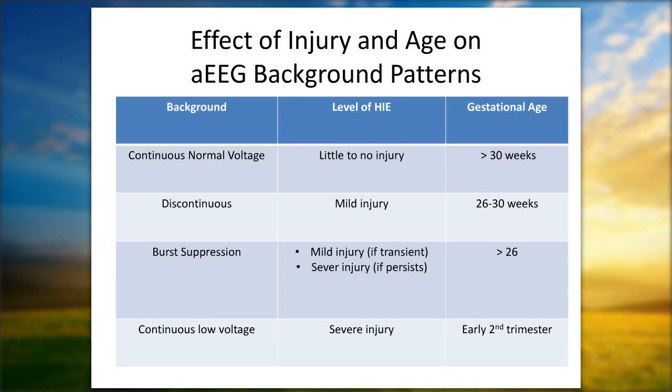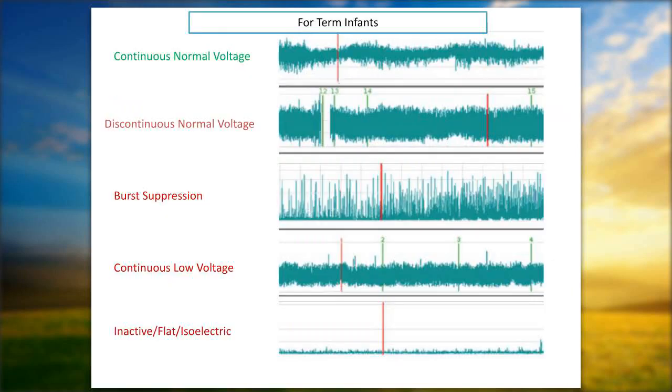And then, of course, continuous low voltage is always an indication of severe injury, especially in a term baby, as opposed to a fetus. As you can see, in early second trimester, they may have a continuous low voltage as a typical expression of an extremely early fetal EEG. So again, depending on the level of HIE, maybe depending on the Sarnat score, you may expect to see some of these things. Of course, we always hope to see something better to give us a better prognosis. But again, these are things we might expect if we do have aEEG on a kid with HIE.